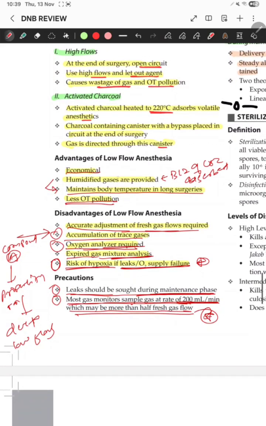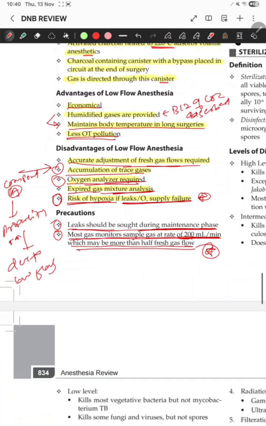Okay. Advantages and disadvantages. Advantages: it is economical, humidified gases are provided, maintains the body temperature in long surgeries and less OT pollution.